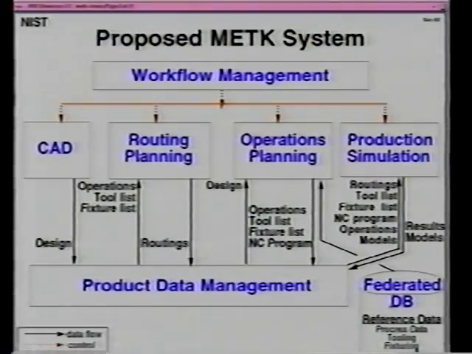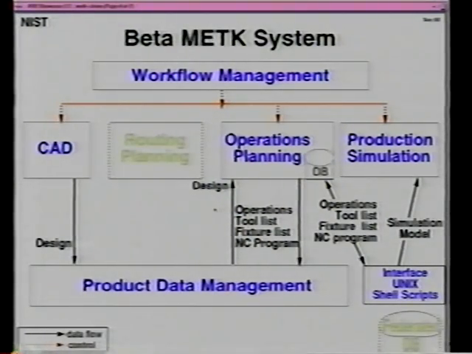The Manufacturing Engineering Toolkit will consist of the following computer applications: product data management, computer-aided design, routing planning, operations planning, and production simulation. The data generated by these applications is captured in the product data management application. The current toolkit does not contain a routing planning application, which is intended to be added in the near future.